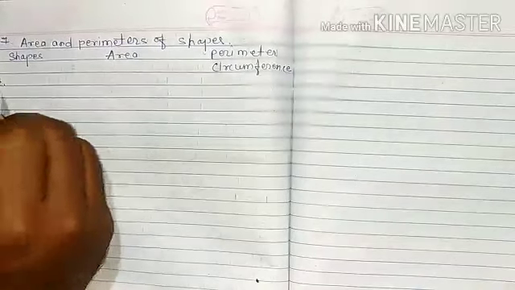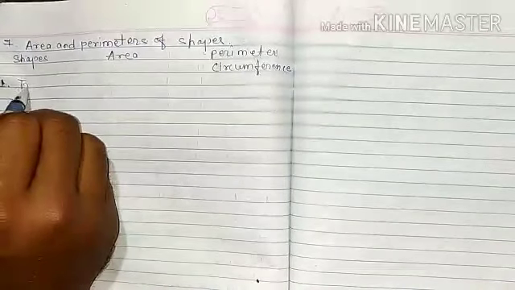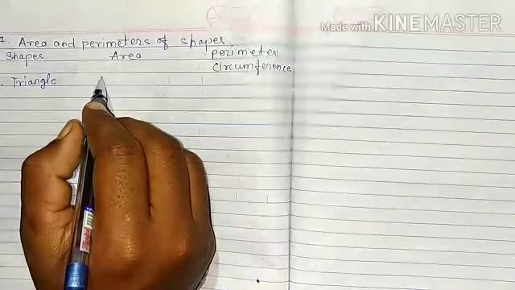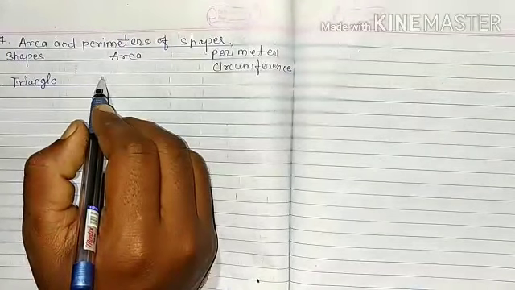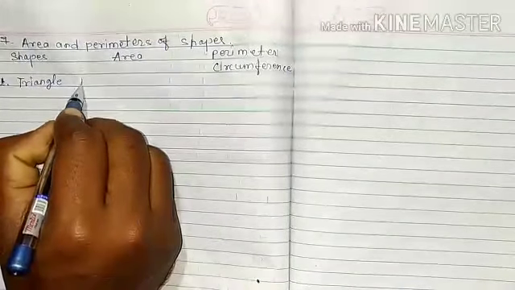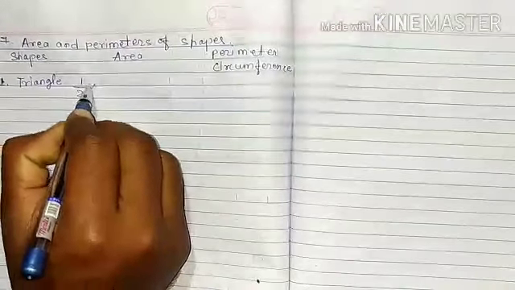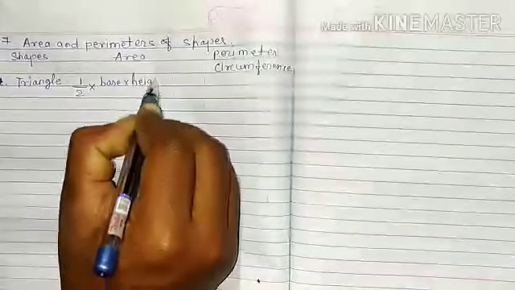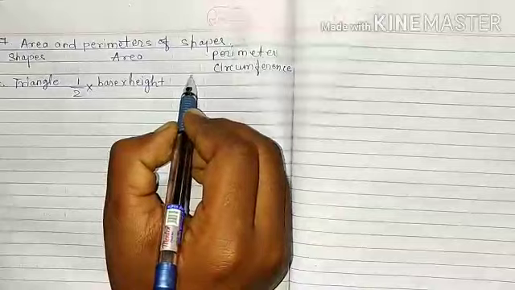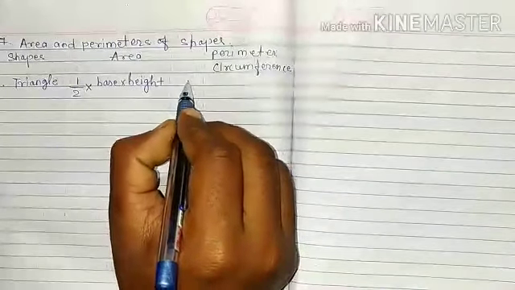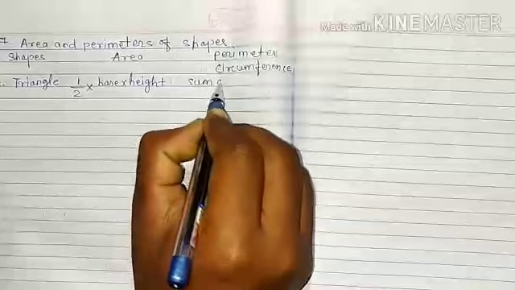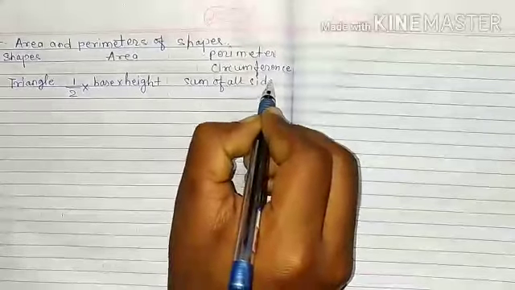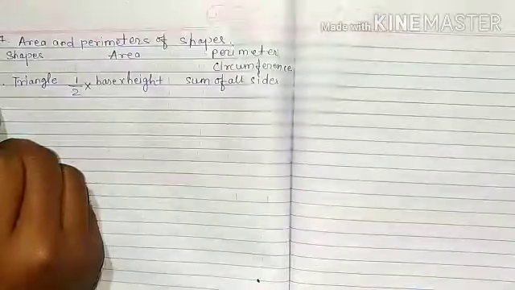We take the first shape, triangle. In a right angle triangle having base and perpendicular distance, the area of the triangle is 1/2 into base into height, and the perimeter of a triangle is the sum of all its sides.